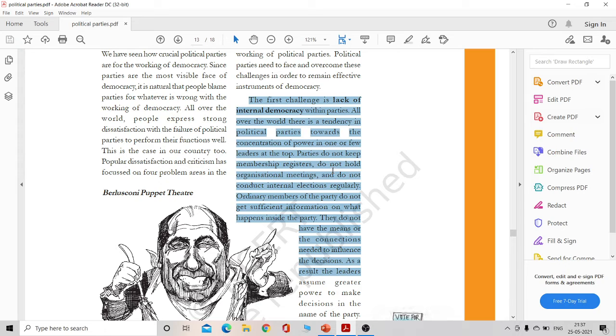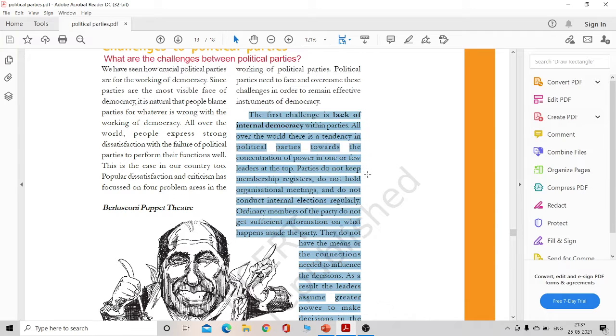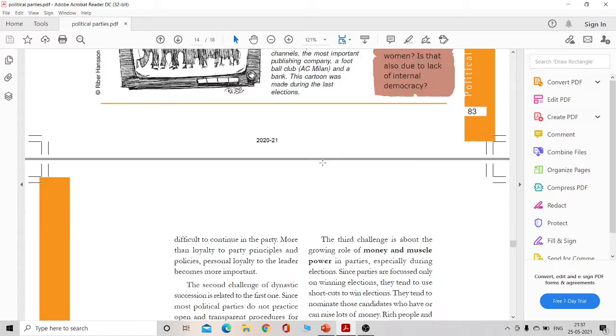This may also come as a separate 3-marker. So elaborate upon the lack of internal democracy in political parties. Here you have to mention this part of the challenge, right? So this is the first challenge that is faced.